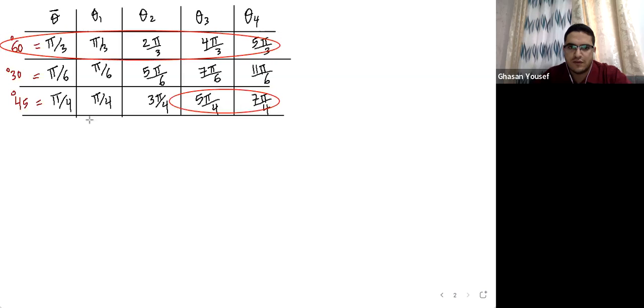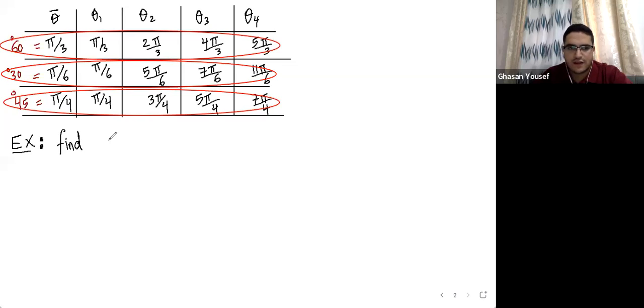Here's the first one, and this one, and this one. Okay, my question, the exam question, asked to find the value. So the example now: find sine of 7 pi over 6. Like this is the question. The question is, find sine 7 pi over 6.